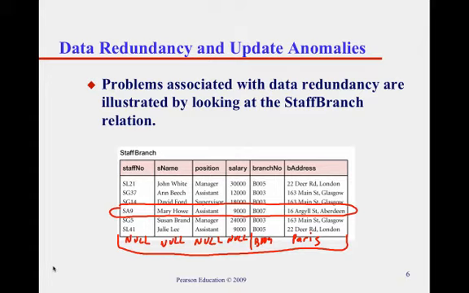Are we assuming that there is no relation called branch? Correct. So what normalization is going to do is decompose this staff branch relation into one relation called staff and one relation called branch. And that's going to solve all these anomalies.